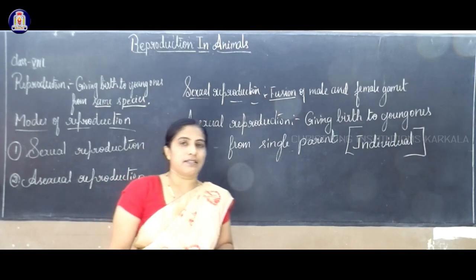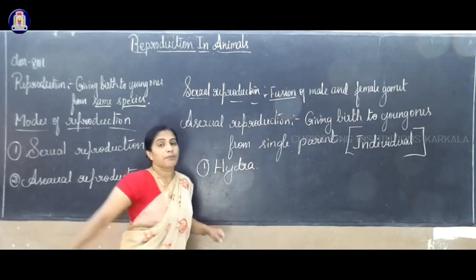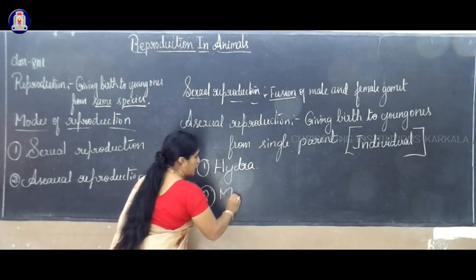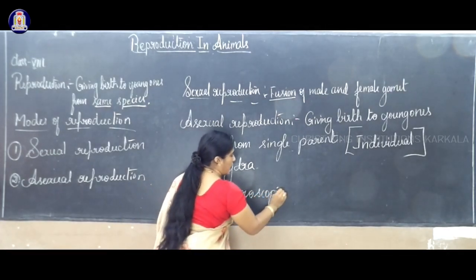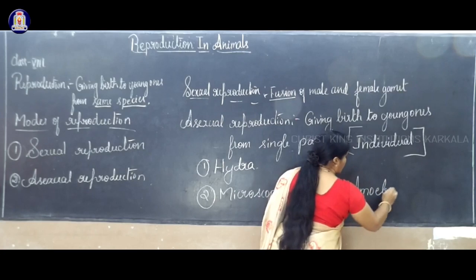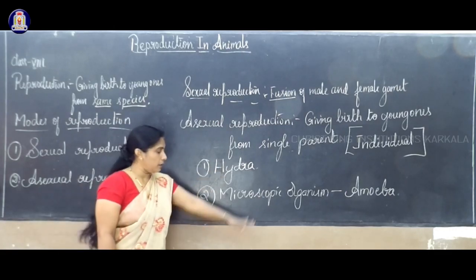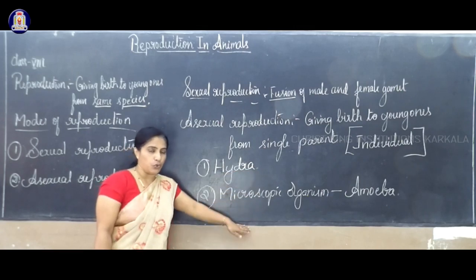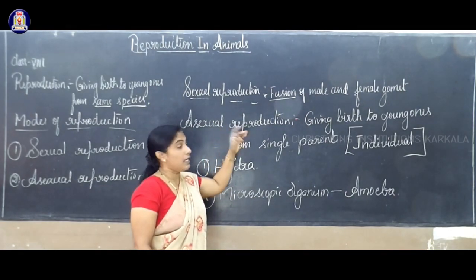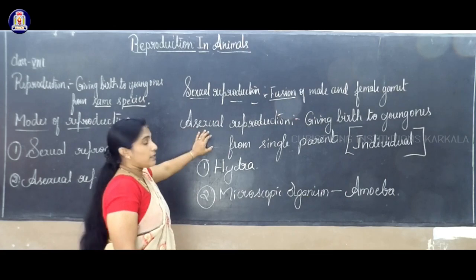So the two organisms we are studying in asexual reproduction. The first one is called the hydra. Some organism like a primitive organism, so we are studying, that is called the hydra. Second one, a microscopic organism, that is amoeba. So two organisms we are going to study in asexual modes of reproduction. Hydra, a primitive one, and a microscopic organism. How will it reproduce, or how will it give birth to a young one, a new offspring, from a single mother cell, a single parent cell or individual parent cell? We are going to study now with a diagrammatic representation. So that is called asexual reproduction.